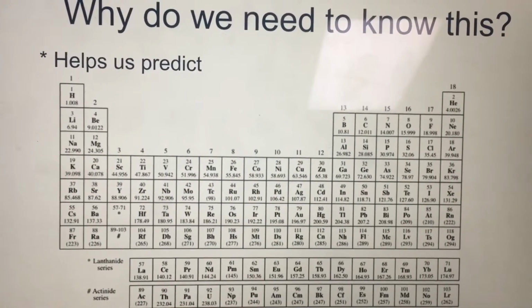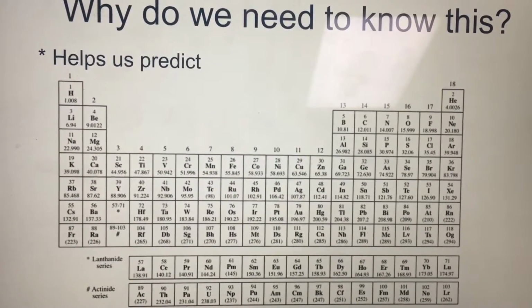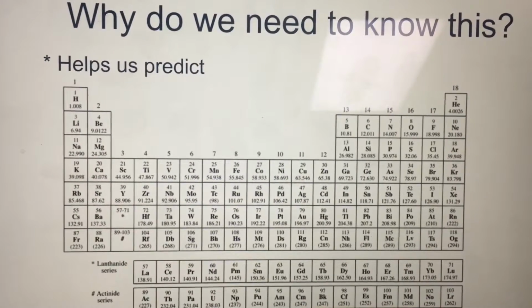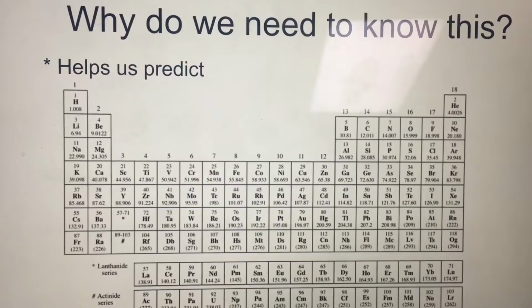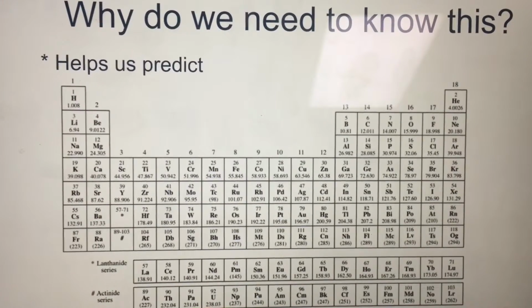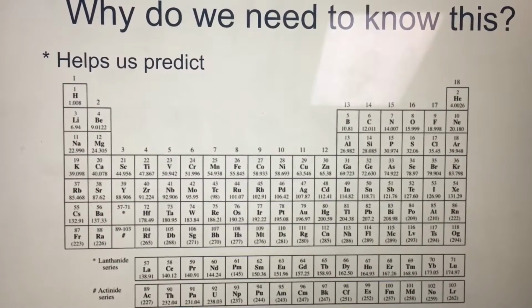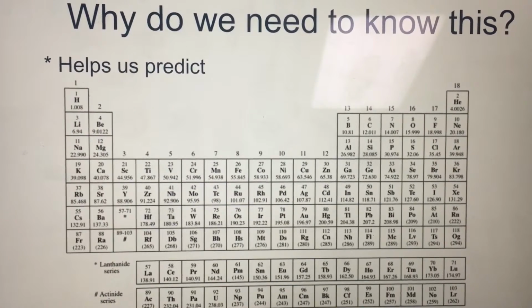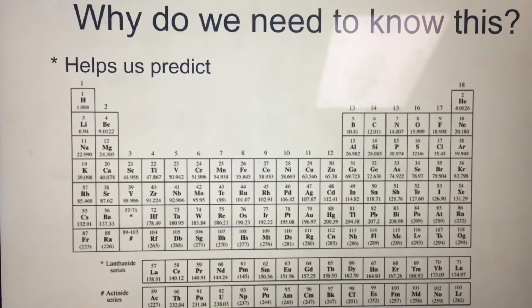So you're probably asking yourself, why do we need to know this? Knowing this helps us predict how the elements will behave. The periodic table is an arrangement of all known elements by their atomic number. So I have here the periodic table.